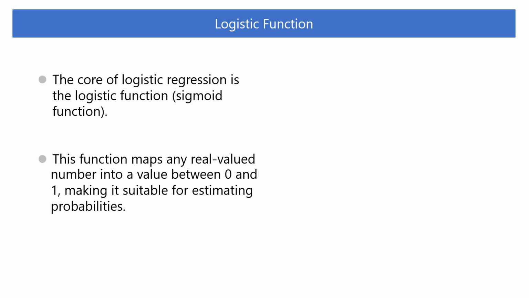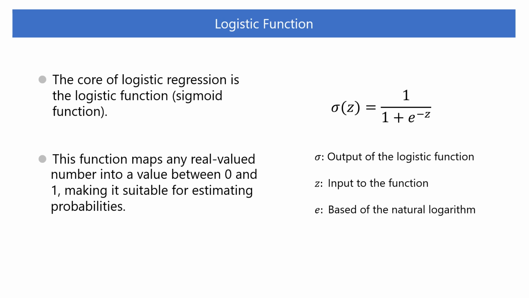The core of logistic regression is the logistic function, often referred to as the sigmoid function. This function maps any real-valued number into a value between 0 and 1, making it suitable for estimating probabilities. The logistic function is defined by this equation. Here, sigma(z) is the output of the logistic function. z is the input to the function. e is the base of the natural logarithm.